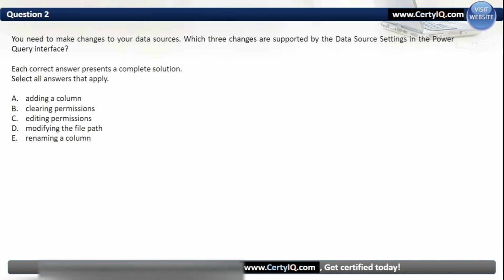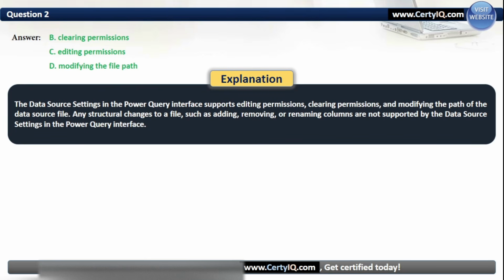The correct options here are B, C, and D. The data source settings in the Power Query interface support editing permissions, clearing permissions, and modifying the path of the data source file. Any structural changes to a file, such as adding, removing, or renaming columns, are not supported by the data source settings in the Power Query interface.